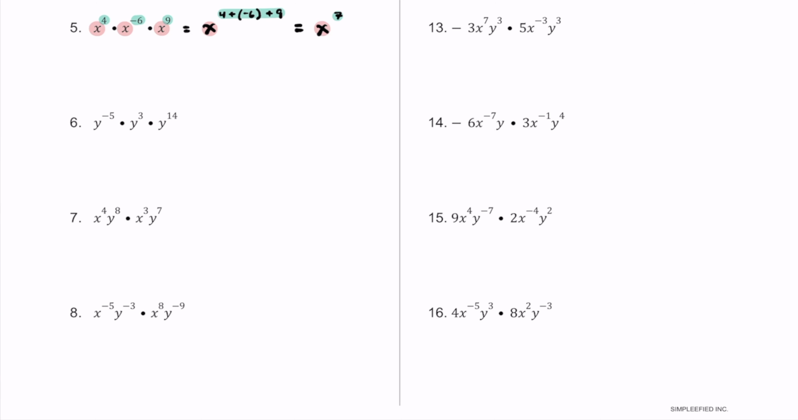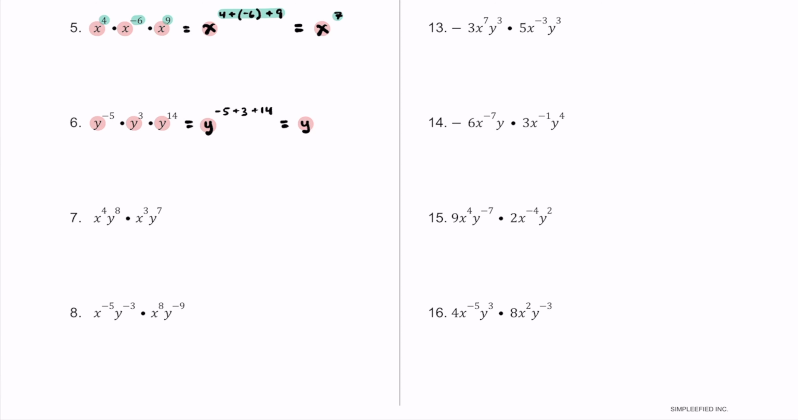For number 6, we have y to the negative 5th power times y to the 3rd power times y to the positive 14th power. Now we all have the same base of y, y, and y, so we can write that this is going to be y as the base, and we can add their exponents of negative 5 plus 3 plus 14. Let's add each of these exponents together here.